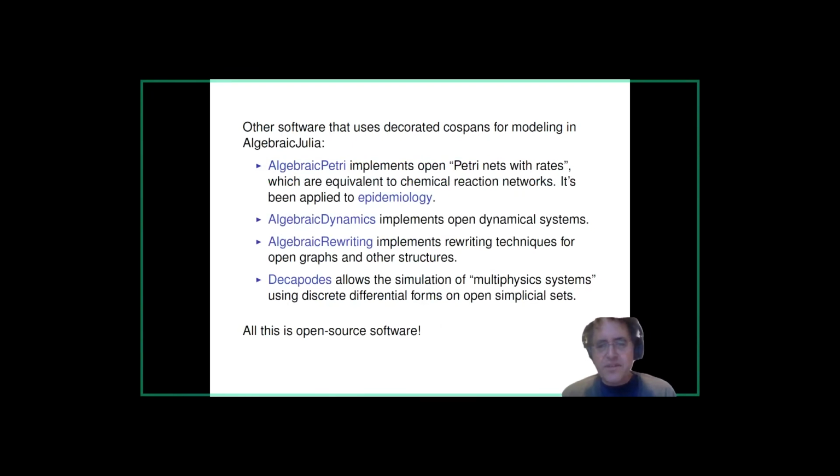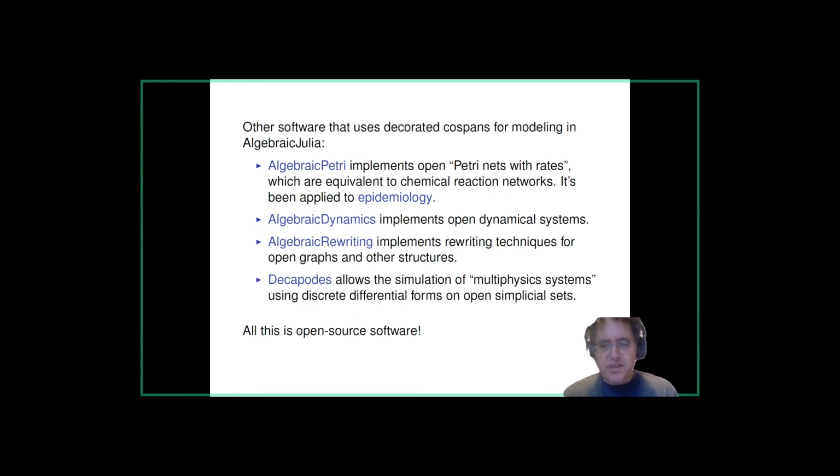I just want to mention that there's a lot of other software in Algebraic Julia that uses decorated cospans. There's something called AlgebraicPetri, which implements these open Petri nets with rates, which are equivalent to what are called chemical reaction networks.